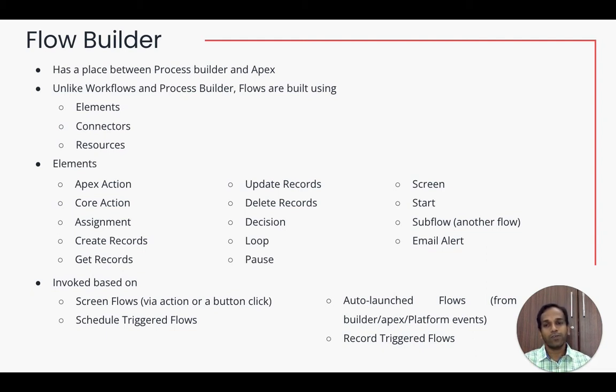So in flows we have elements, connectors, and resources. Elements are the ones like this: decisions, loops, create records, get records, assignment, all these. Connectors basically connect the nodes. They also give us the possible outcomes from a particular node. Then we have resources. Resources are a way to store information which can be used within that flow.